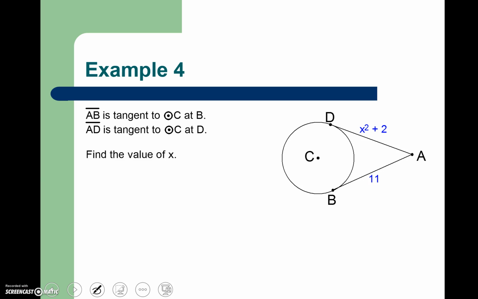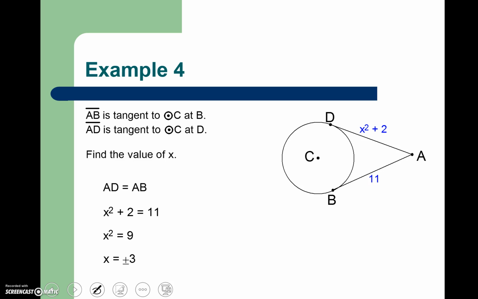Okay, so our goal here is to find the value of x. I'm told in the directions that these two segments here are tangents. So what that tells me is that these two pieces are going to be equal. So what I'll do is set x squared plus 2 equal to 11. I'm going to subtract 2 from both sides and then take the square root.